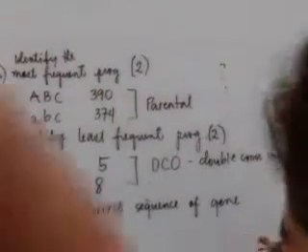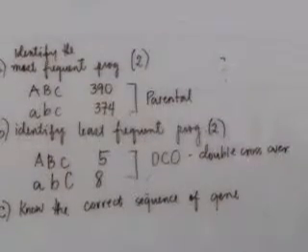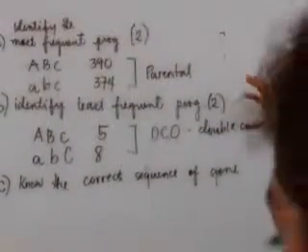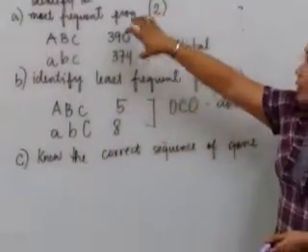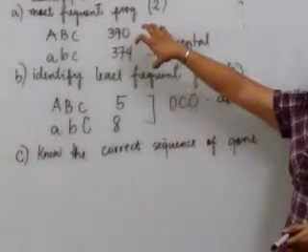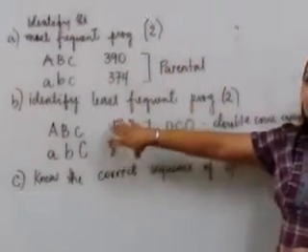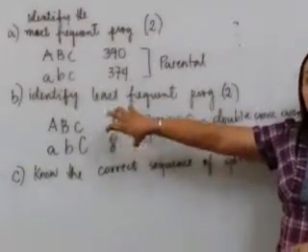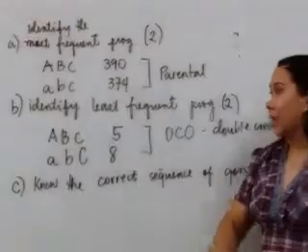Okay? Let's move on. So, how are you going to know the correct sequence of the gene? You're going to know that if the sequence in the parental undergoes the double crossover, the products should be the sequence which can be found on the least number of frequency. Did you get that? Okay.